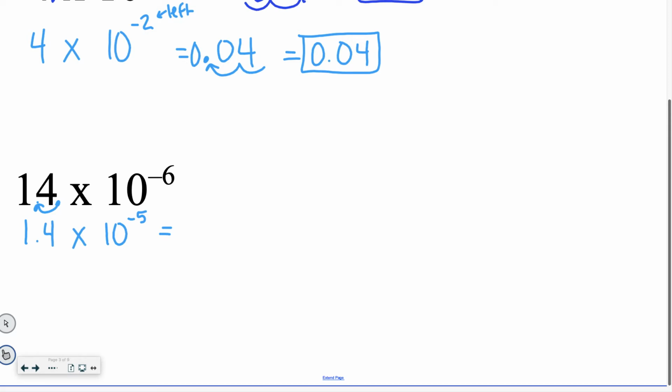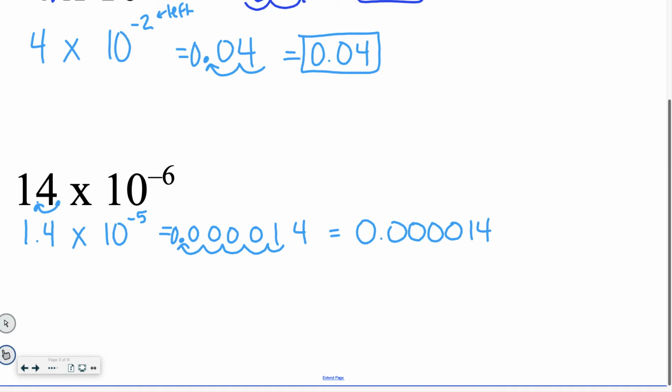I'm going to say 1.4 times 10 to the negative 5th. Here's 1.4. And since I'm going negative, that means I'm going to move it left 5 units. So 1, 2, 3, 4, 5. Okay, so I'm going to put my decimal here, and I'm going to fill in where all of those little things are. So that means my answer is 0.000014.